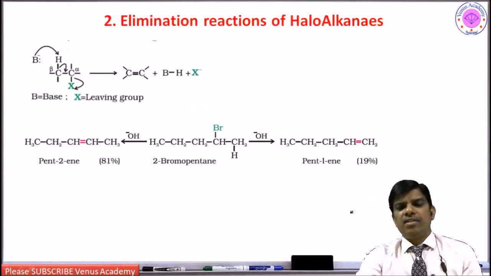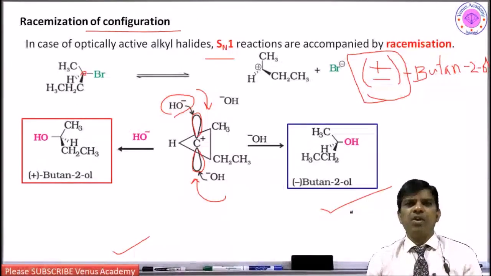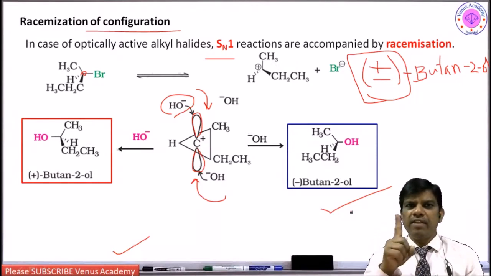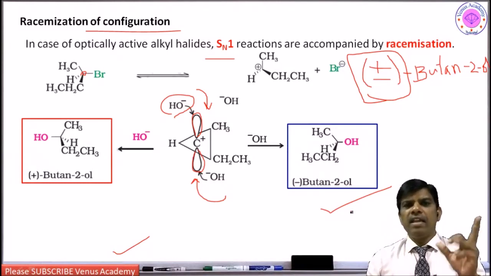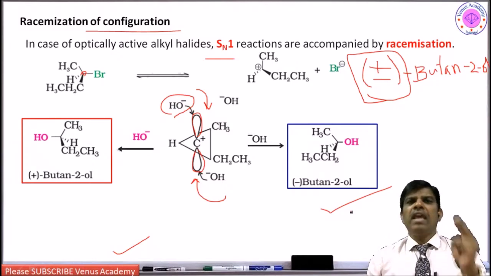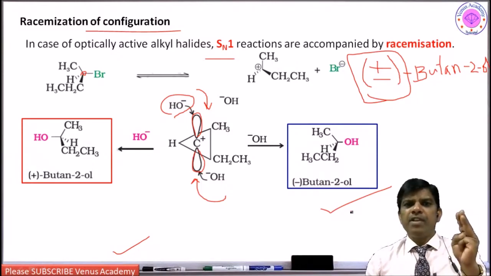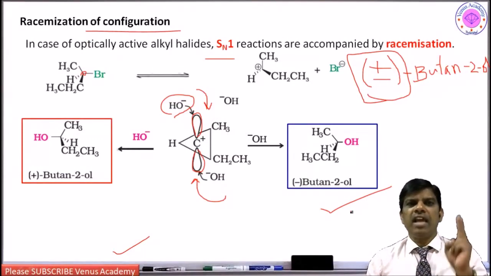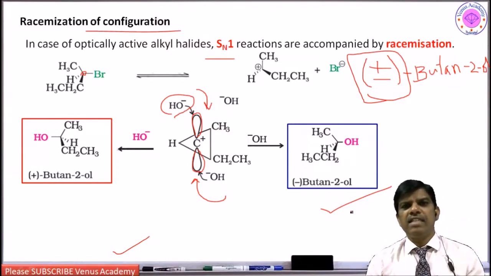So nucleophilic substitutions are of two types, SN1 and SN2. SN2 is Walden inversion. Remember, students, SN2 Walden inversion takes place in primary alkyl halides. SN1 is going to give a racemic mixture; it is a two-step mechanism, and racemization takes place. SN1 is a unimolecular, two-step reaction, while SN2 is bimolecular. Clear, students? These are the major differences between SN1 and SN2.